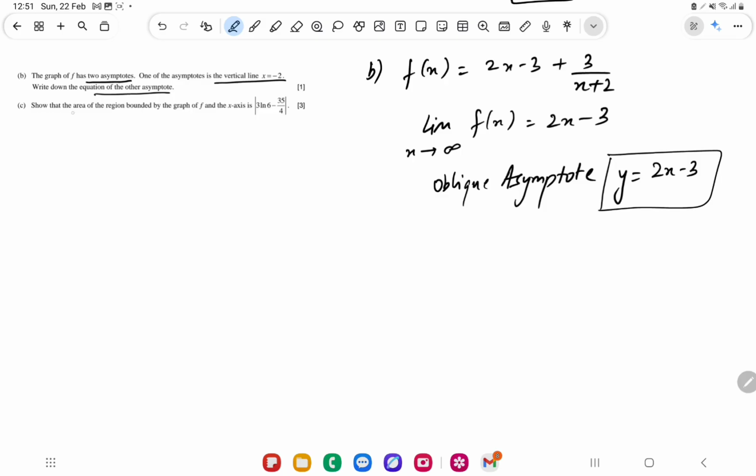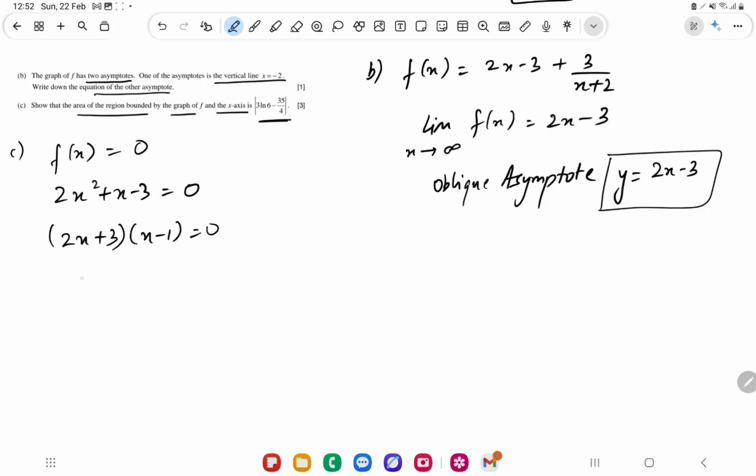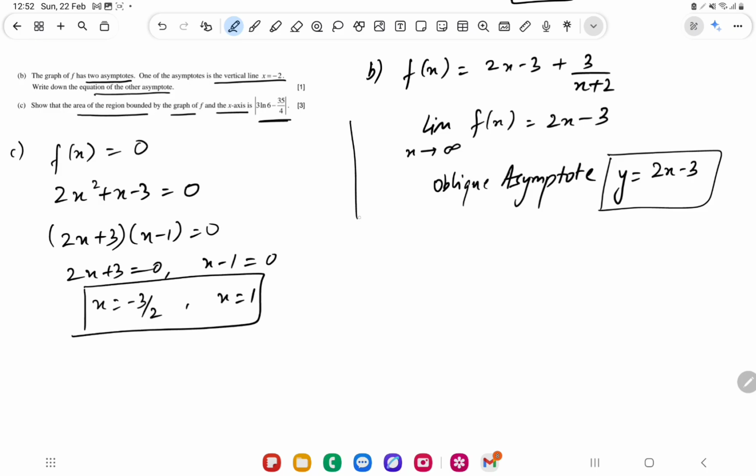Now in the c part it says show that the area of the region bounded by the graph and the x-axis is this. Now to solve this, to get the x values, first I have to put f(x) equals 0. My f(x) was this. If I put it equal to 0 and use middle term splitting or factorization, I will get these two factors. It means either 2x plus 3 is 0 or x minus 1 is 0. So x equals minus 3 by 2 or x equals 1. So I got my two x-intercepts.